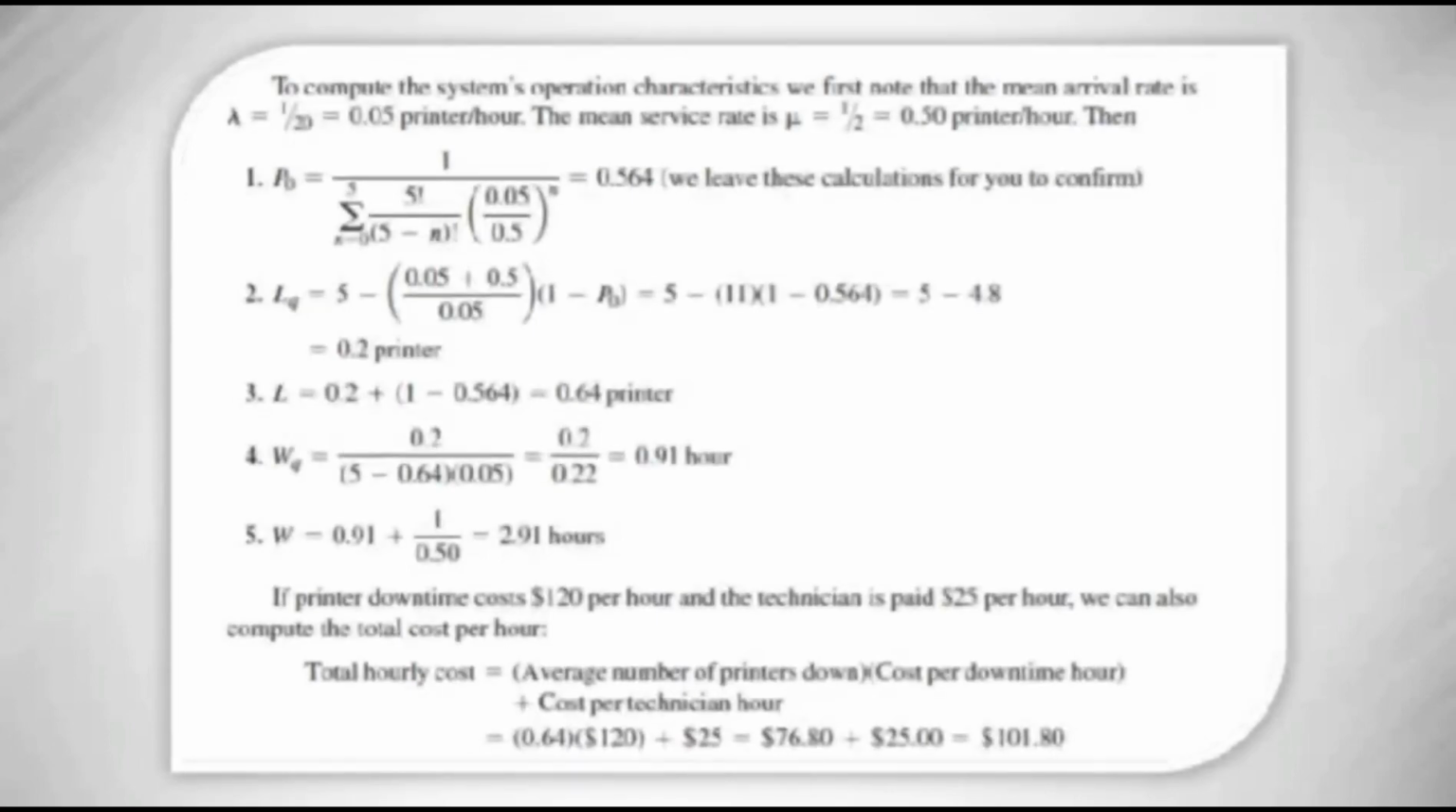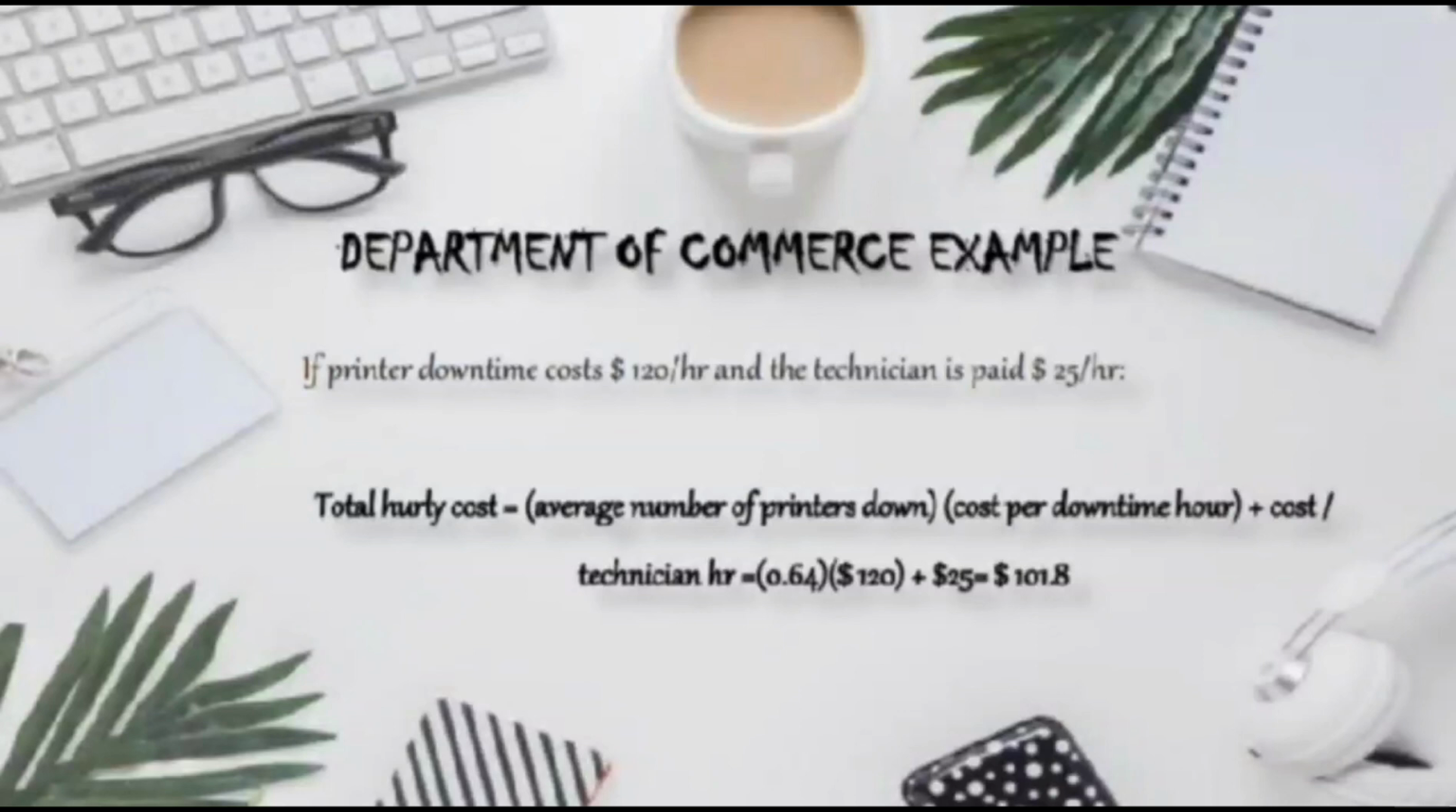It says here that for the Department of Commerce, if printer downtime costs $120 per hour and the technician is paid $25 per hour, let's find the total hourly cost. So to find that cost, the formula would be average number of printers down times cost per downtime hour plus cost per technician hour. So what is the value of our average number of printers down? The value of that is what we solved third earlier, which is 0.64.